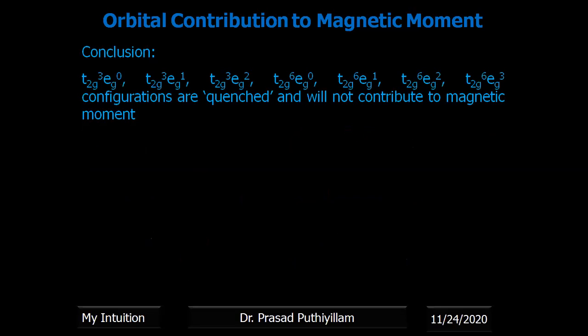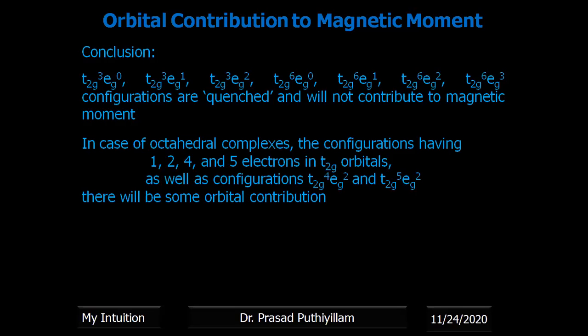As well as T2g3 eg0, T2g3 eg1, T2g3 eg2, T2g6 eg0, T2g6 eg1, T2g6 eg2, T2g6 eg3. These configurations that you have already seen are quenched. Quenched means they are not contributing towards the magnetic moment. They are destroyed. The arrangement of electrons is such that it is not contributing towards the magnetic moment.